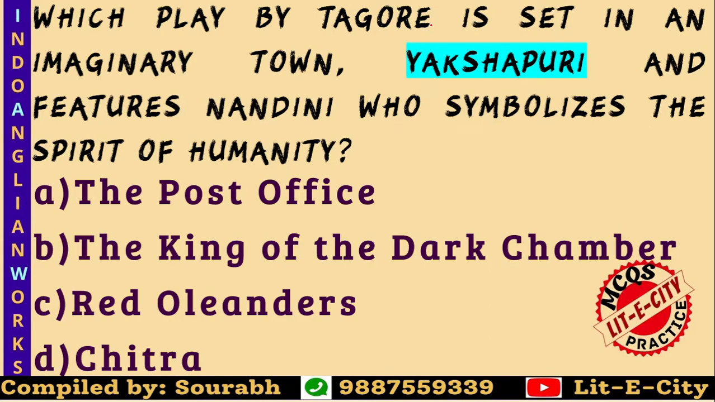Chitra, dear friends, is based on an episode from the Mahabharata, the story of Arjun and Chitrangada. The Post Office is the story of a young boy, Amal, on his deathbed. The King of the Dark Chamber is once again a story of greed, and Red Oleanders deals with the theme of sin and death, and it is this play in which there is a town named Yakshapuri.